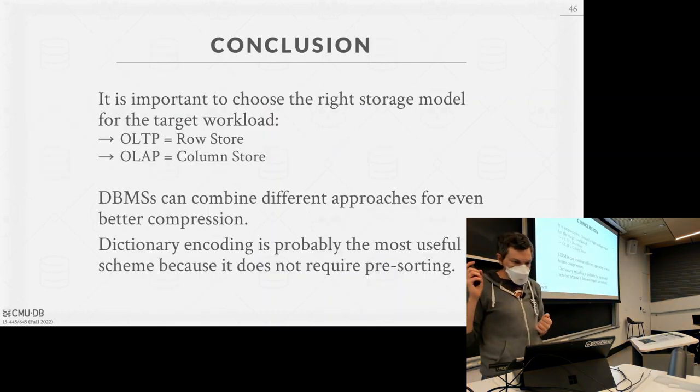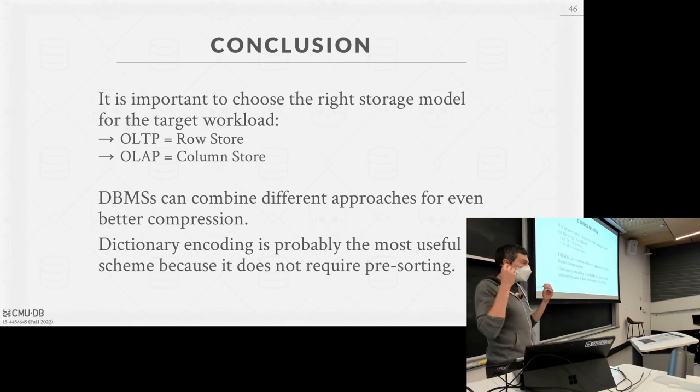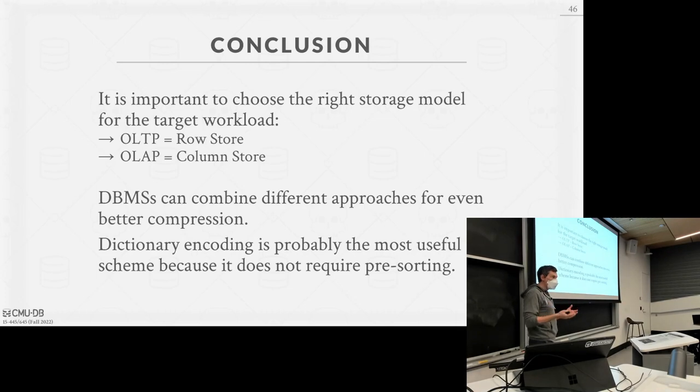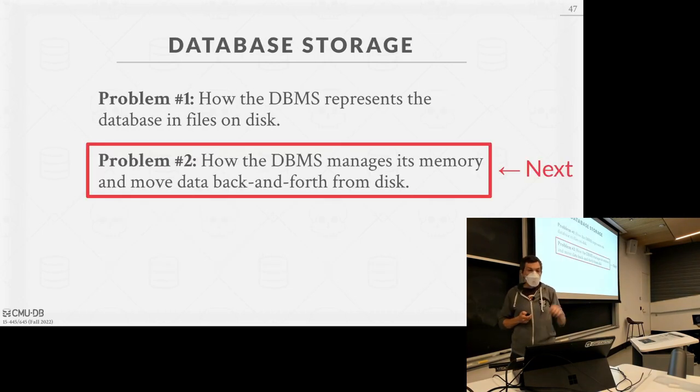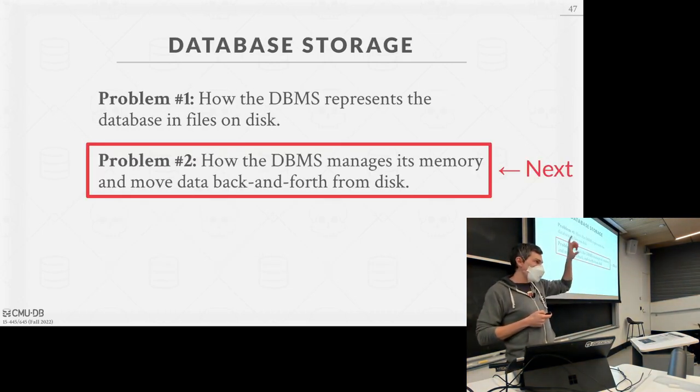All right, so we're over time here. The main takeaway is that you make sure you're choosing the right storage model for the target workload that you're trying to support. This is something you would figure out in the beginning: do I want to support transactions or analytics? And you would design your system accordingly. Then the data system can get much better if it does it natively versus naively. And we showed examples where you can operate directly on the compressed data. So next class, we'll talk about the process of taking data from disk and bringing it into memory. Okay? All right, hit it.